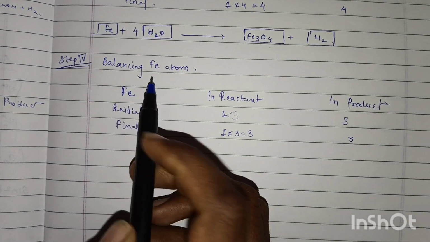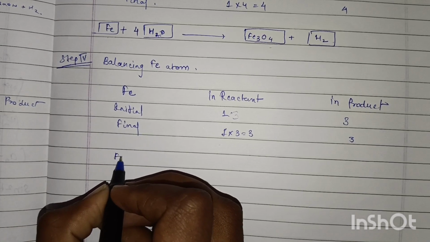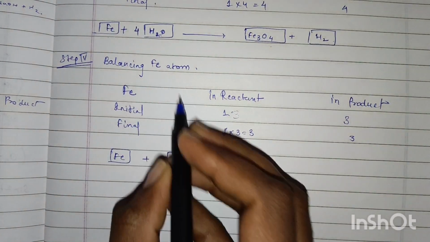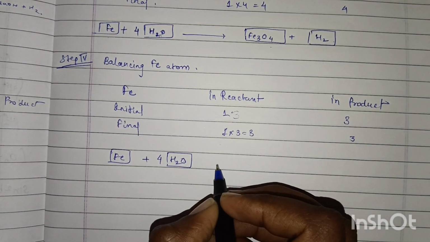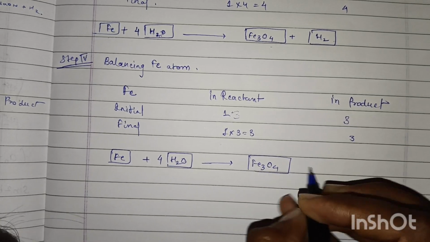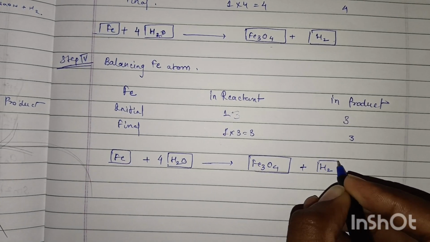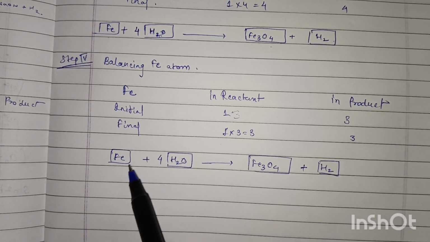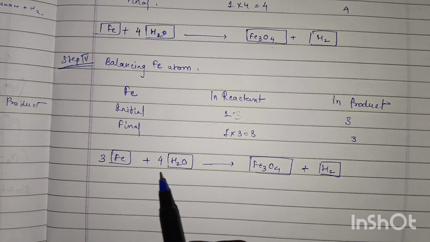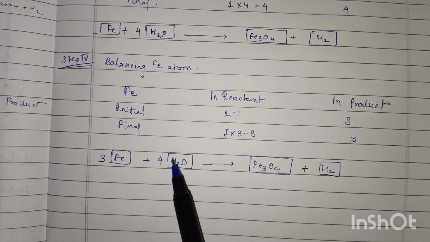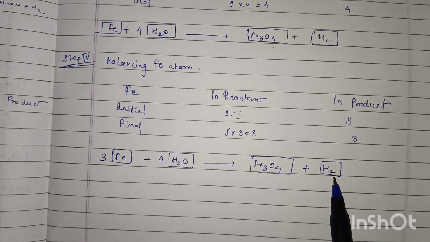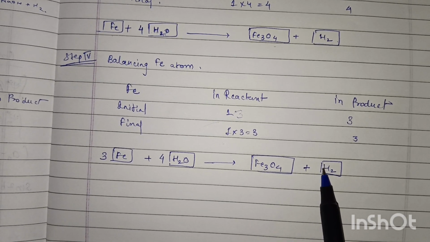So again we will write this equation as Fe plus H2O, it is 4. So nothing has to be changed inside the box. Fe3O4 plus H2. Now 3 has to be multiplied with iron on the reactant side. Now we see iron is also balanced, and so is oxygen. The only atom that is not balanced yet is hydrogen. Now we have to balance hydrogen.